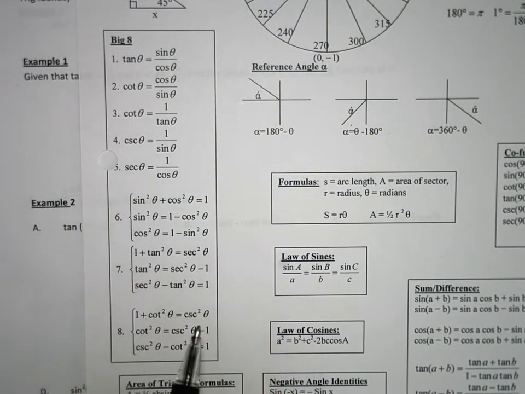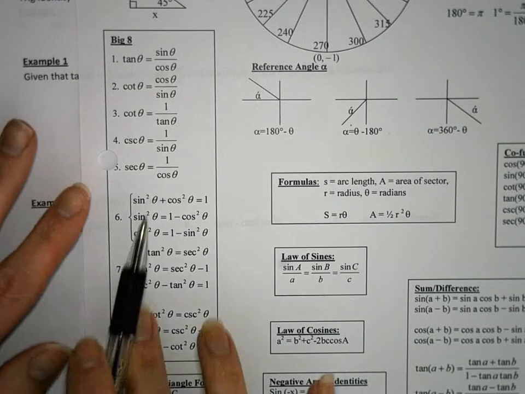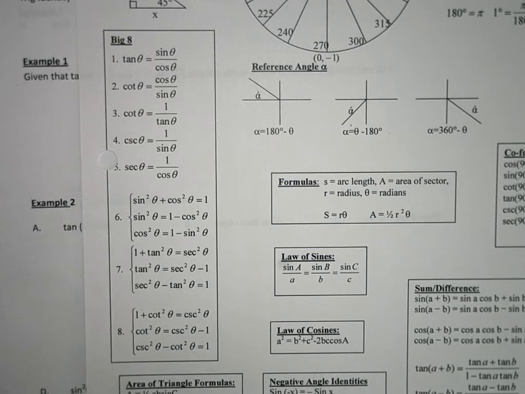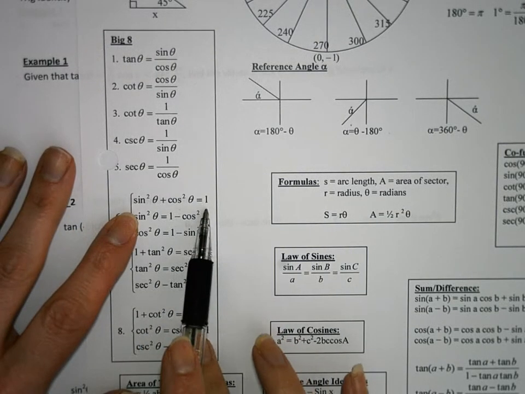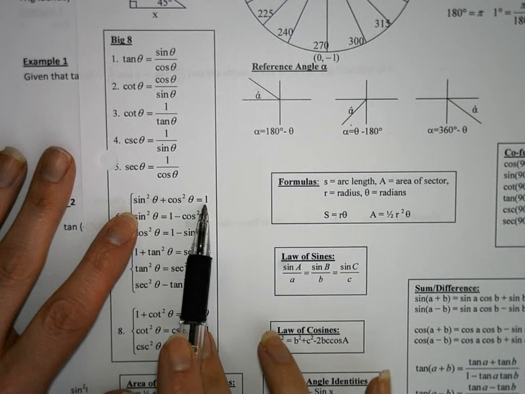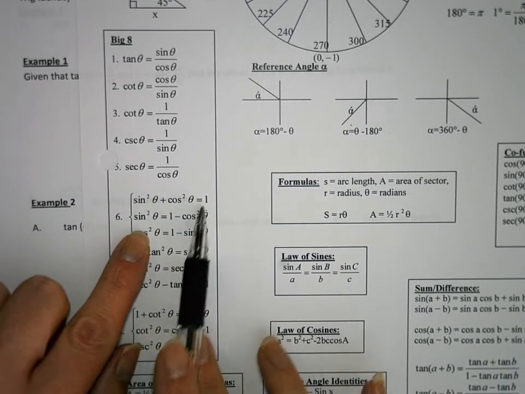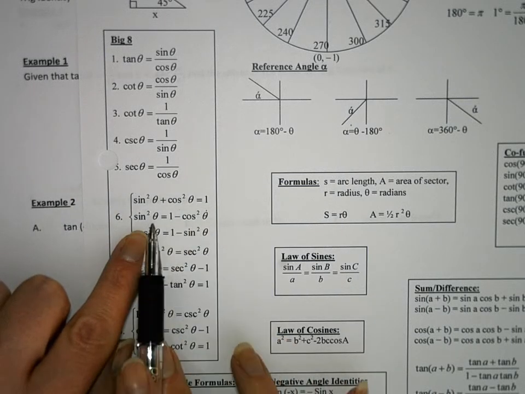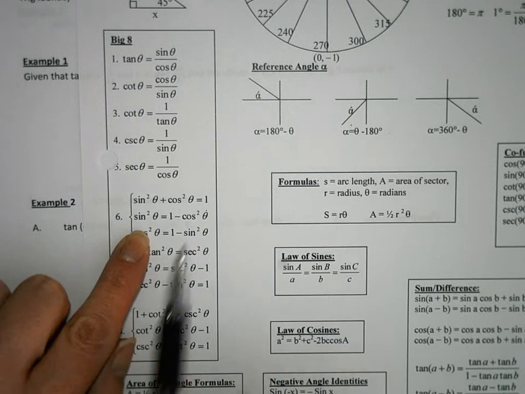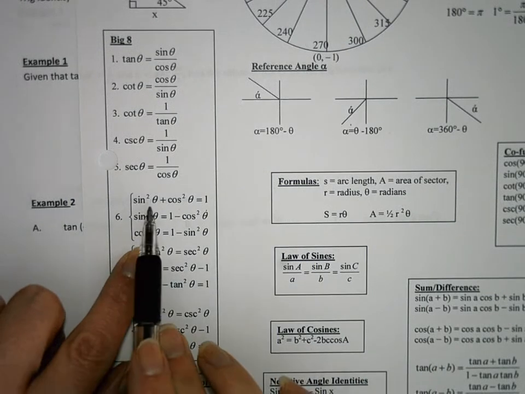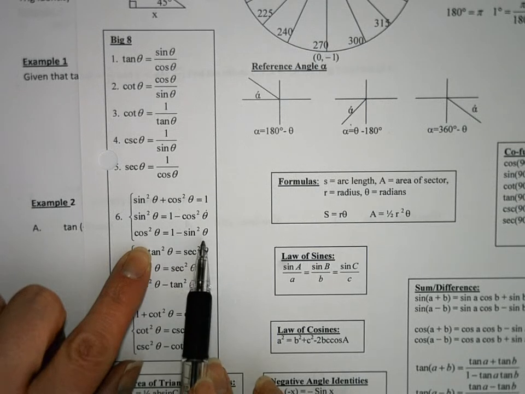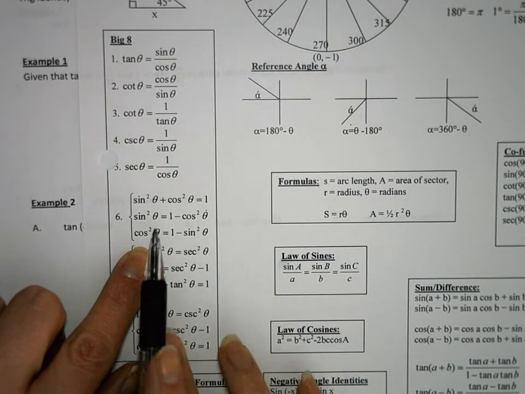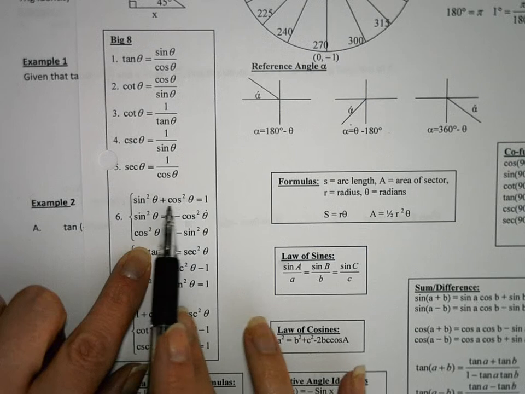All right, some new ones you have not seen before. And 6, 7, and 8, they look big and scary, but they're really rewritten parts of it. Sine squared plus cosine squared is always equal to 1. Now, if I subtract cosine squared from both sides, that means sine squared is 1 minus cosine squared. If I were to subtract sine squared from both sides, that means cosine squared is really equal to 1 minus sine squared. So really, these two are just building off of that one.